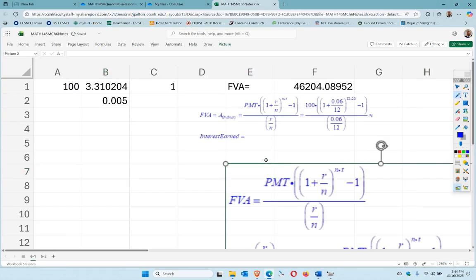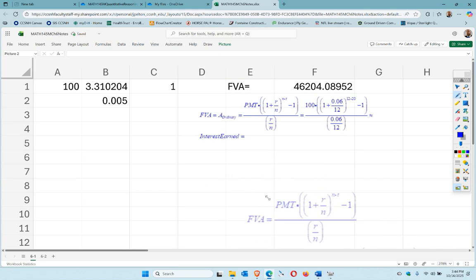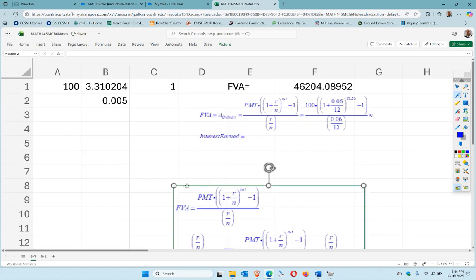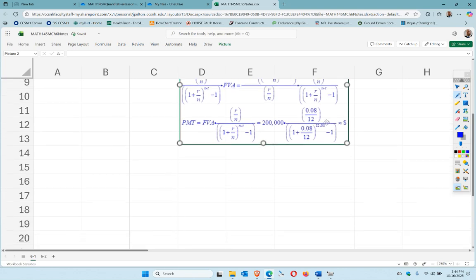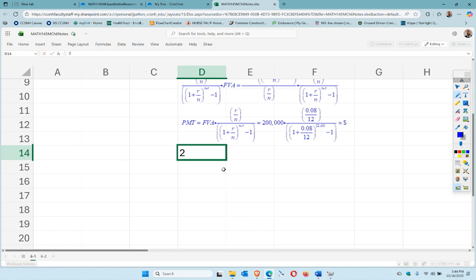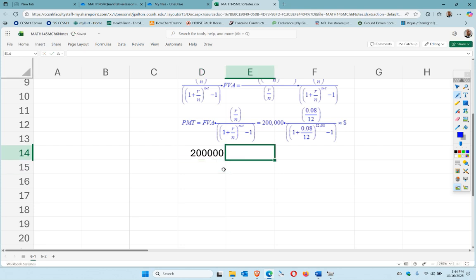We'll shrink it down. Whoops, I got that a little big. Okay, so we're going to go down to here. This is the things I want here. So I'm going to put in the 200,000, equals 200,000. Okay, so the other parts: equals 0.08 divided by 12. That's the numerator. And then the denominator is right here.